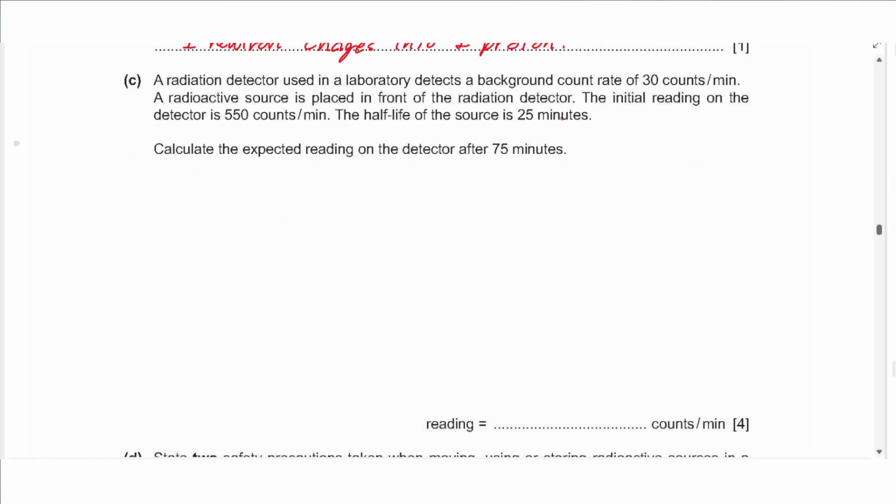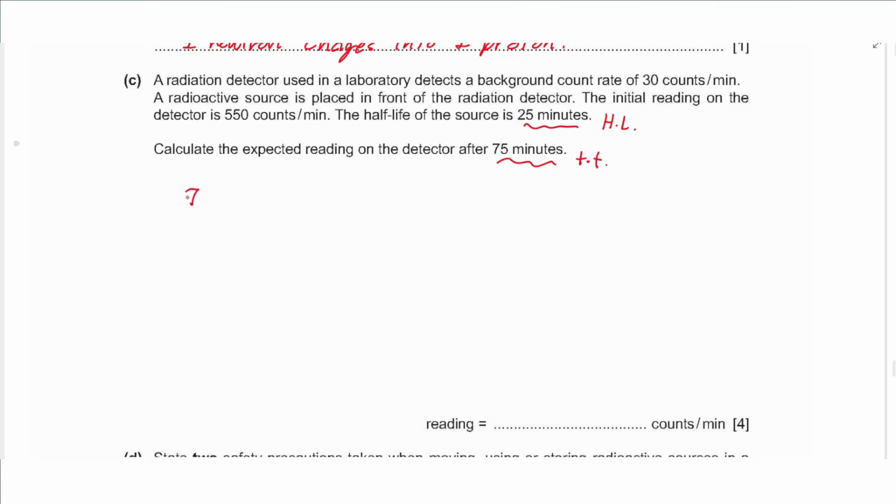Part C says a radiation detector used in a laboratory detects a background count rate of 30 counts per minute. The radioactive source is placed in front of the detector. The initial reading on the detector is 550 counts per minute. The half-life of the source is 25 minutes. Calculate the expected reading on the detector after 75 minutes. So we have the half-life and the total time.